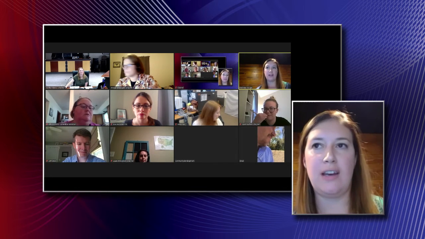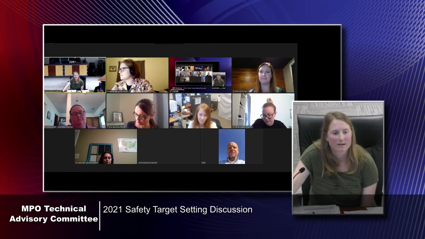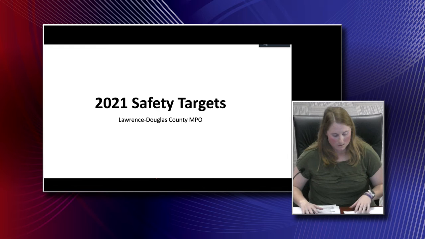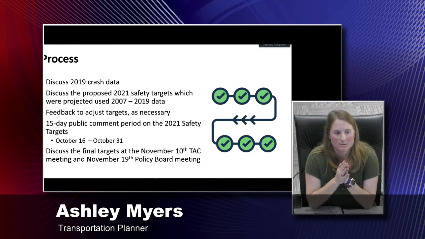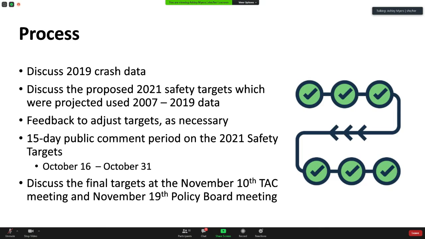So we can now proceed on to regular agenda item 2, which is a discussion on the 2021 safety targets. Thank you. I'm Ashley Myers, Transportation Planner again, and I'm going to share my screen. The proposed safety targets that staff developed were included in the agenda packet, but we wanted to talk through them a bit, and so developed this presentation. Today we want to discuss the 2019 crash data that we received from KDOT and discuss the proposed 2021 safety targets, as well as receive any feedback. Hopefully we'll put the targets out for public comment on October 16th and bring them back for final discussion in November.